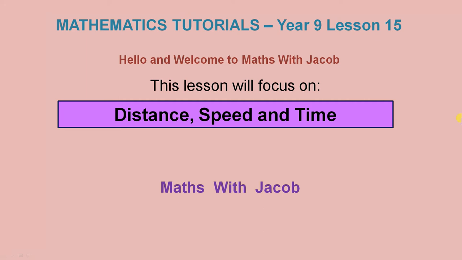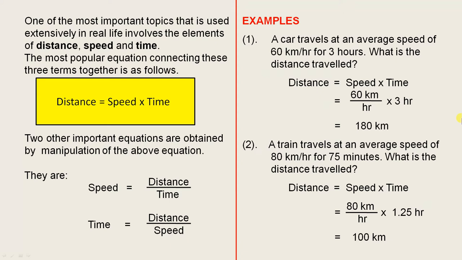This lesson will focus on distance, speed and time. One of the most important topics that is used extensively in real life involves the elements of distance, speed and time. The most popular equation connecting these three terms together is as follows: distance equals speed multiplied by time.